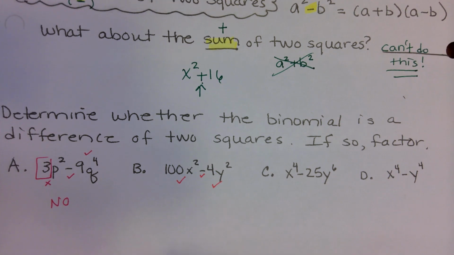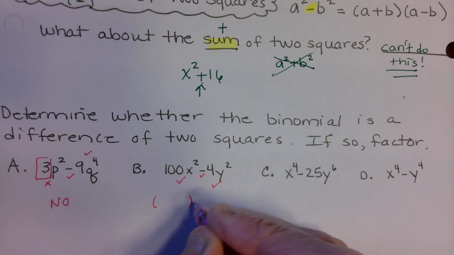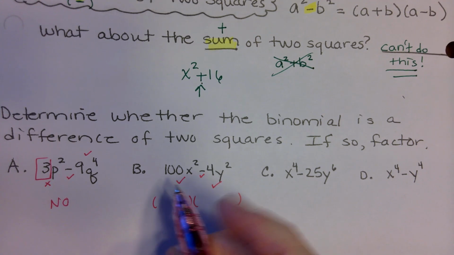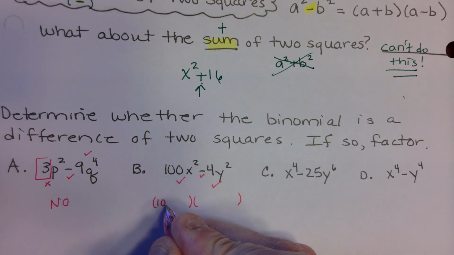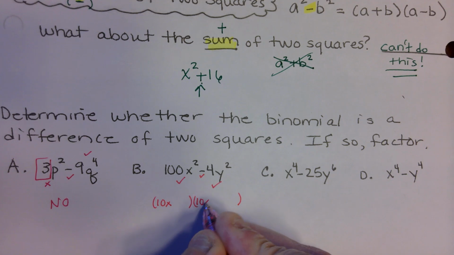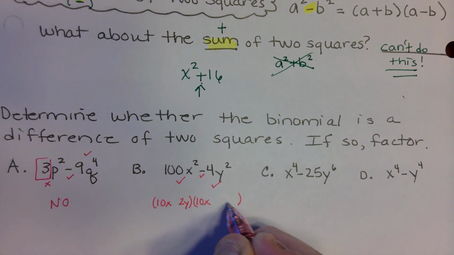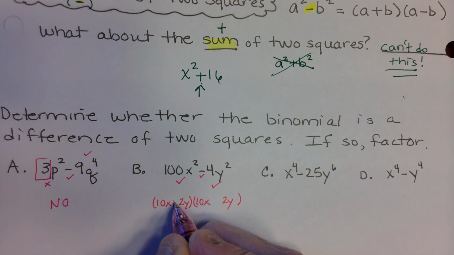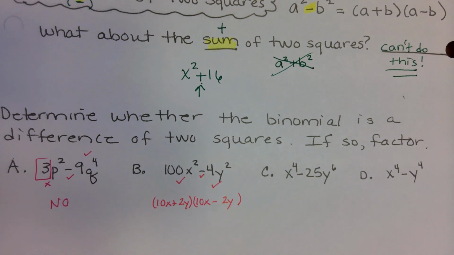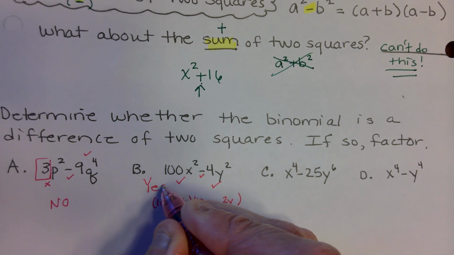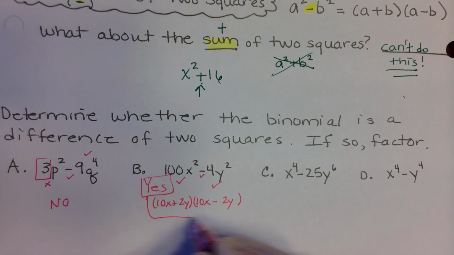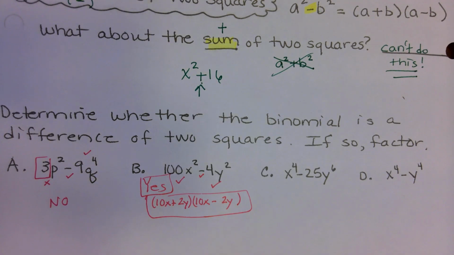Yep, they're all perfect, so we can break that down. So I'm going to set it up. Square root of 100 is 10, and x squared is just x, so 10x. Square root of 4y squared is 2y. One's plus, one minus, doesn't matter which. So it is a yes. And then there is the factoring.